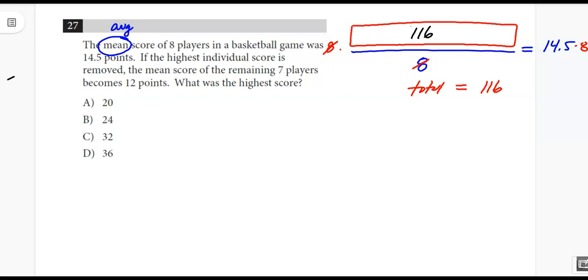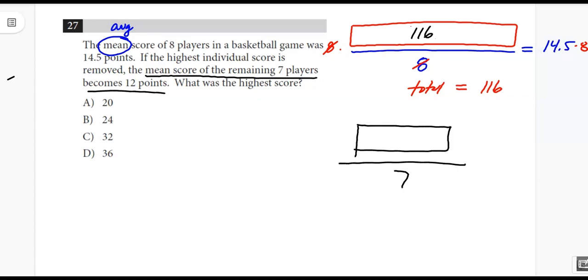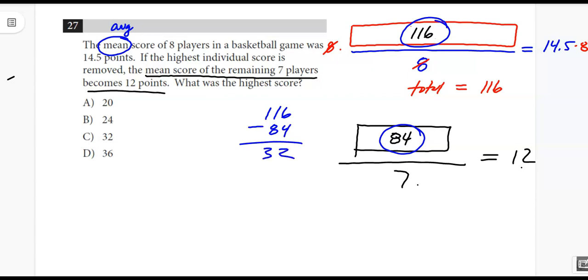Now, it says if the highest score is removed, then the average of the 7 players is going to become 12. So we're going to repeat this process and say, well, if we take out the highest scoring person, the average is now 12. So let's work backwards. 12 times 7 is 84. So we now can see the difference. With only 7 people, the total was 84. With 8 people, it was 116. So we need to subtract those 2 numbers to see what the high score was. So the correct answer there is C.